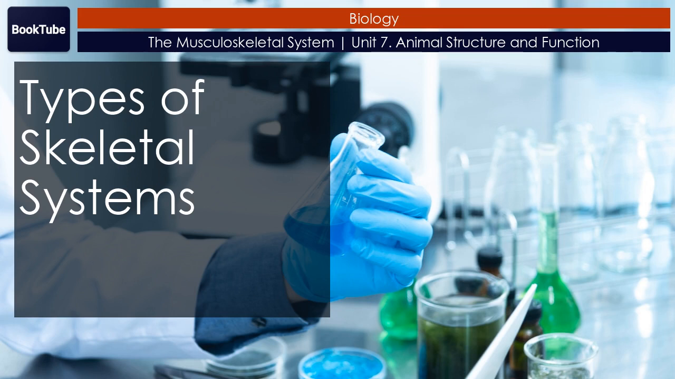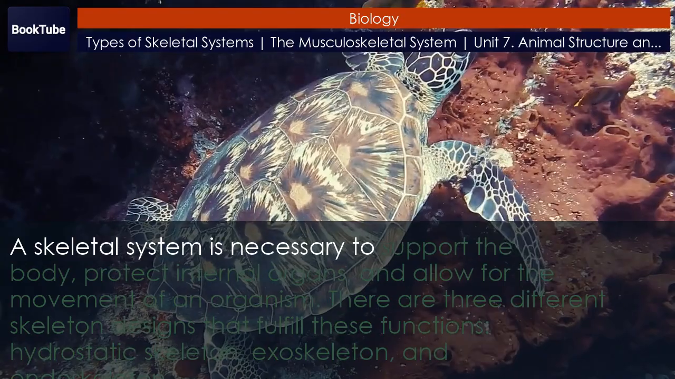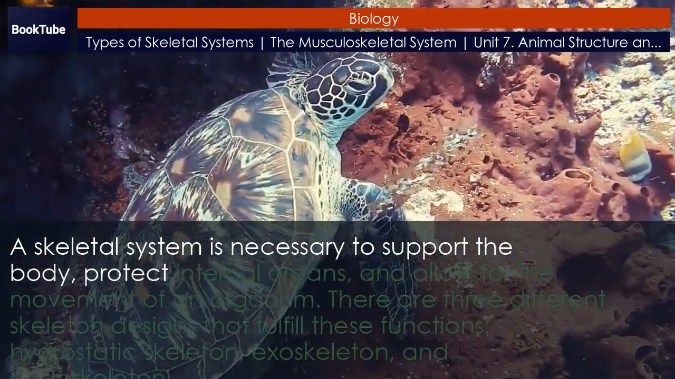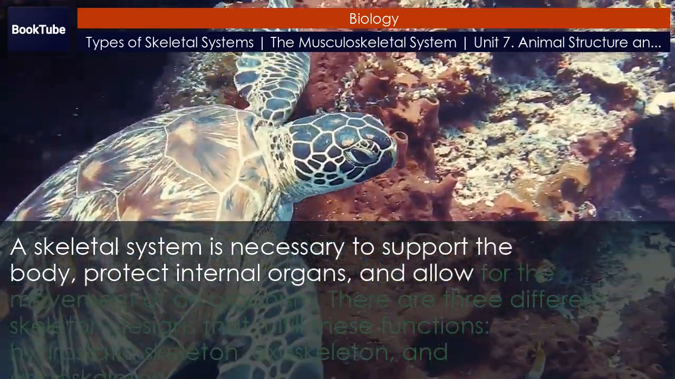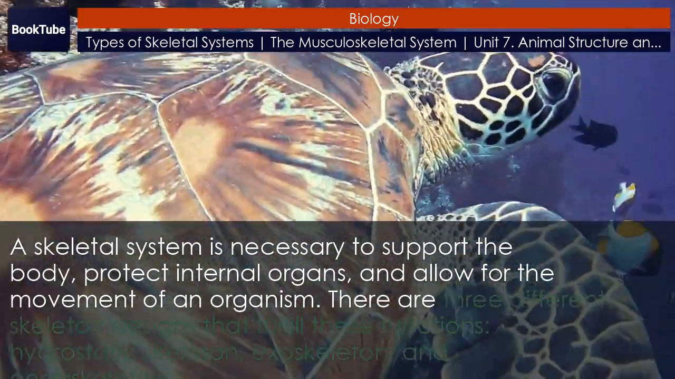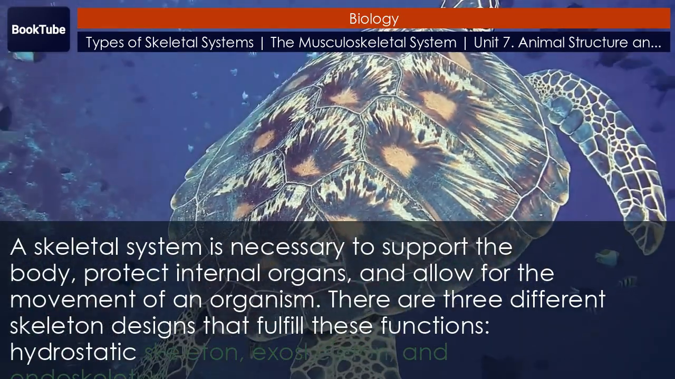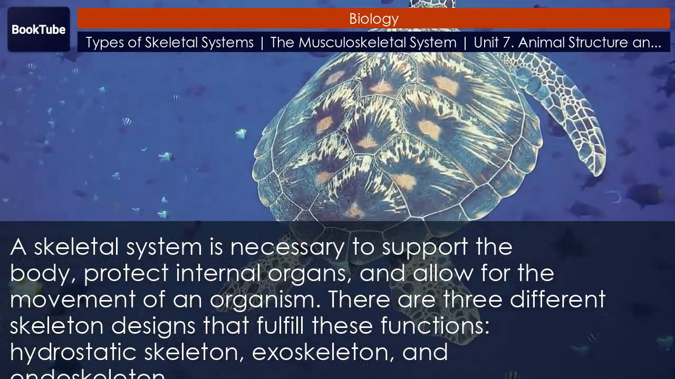Types of skeletal systems. A skeletal system is necessary to support the body, protect internal organs, and allow for the movement of an organism. There are three different skeleton designs that fulfill these functions: hydrostatic skeleton, exoskeleton, and endoskeleton.